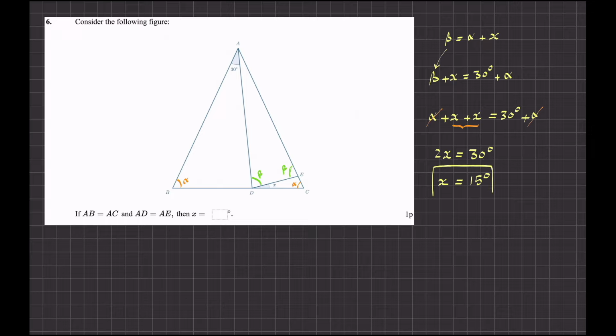You see, it was a very nice way of using the notion of exterior angles 2 times in this problem. And again, the degree sign is typed there. So the number that you just need to type here is just 15.